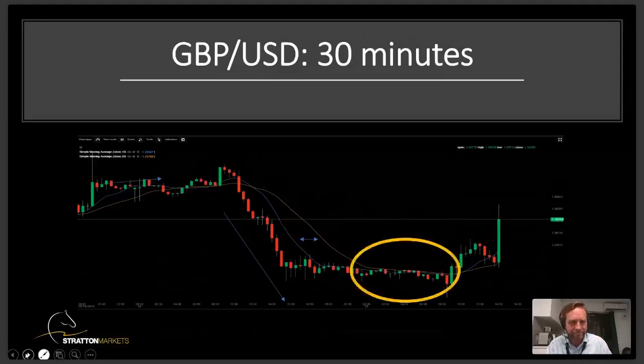There again, as you can see, bands are close apart, ranging market, so no clear indication that the trend is changing or moving in any set direction.